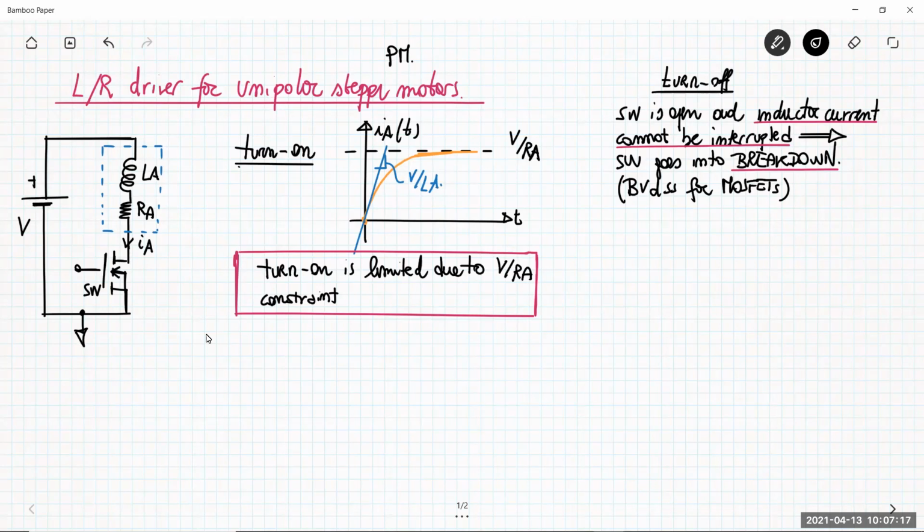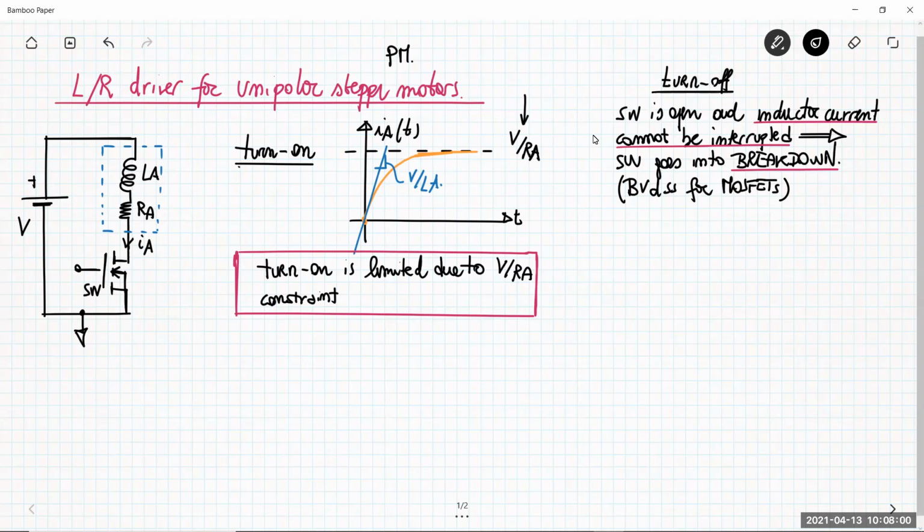We talked about the turn on. Here you can see a sketch of the current flowing in the phase at turn on, when I want to energize the phase. You see that the action at turn on is not so fast, because its speed is limited by the amplitude of the supply voltage V, which is constrained by the fact that V over RA, the on current, cannot be higher than the maximum allowable level specified by the manufacturers in the datasheet.